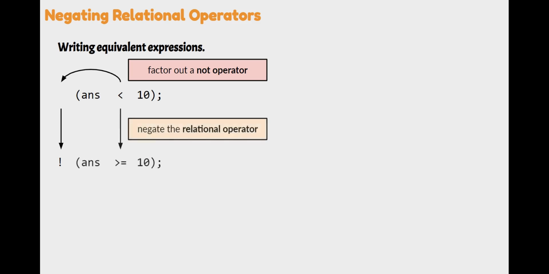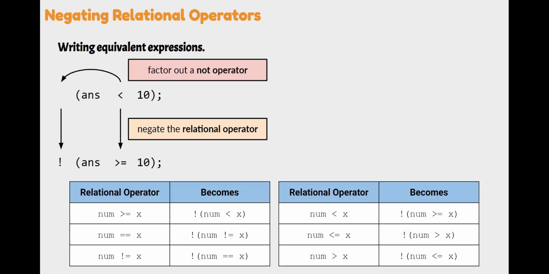We still need to negate the relational operator. When we negate a less than, we get a greater than or equal to. So originally we are saying we want answers that are less than 10. That is the same thing as saying we don't want answers that are greater than or equal to 10.